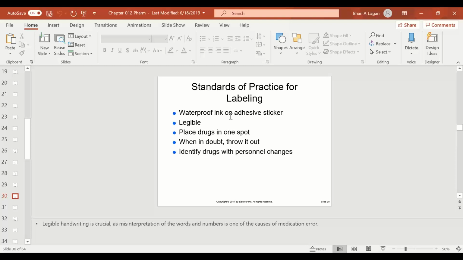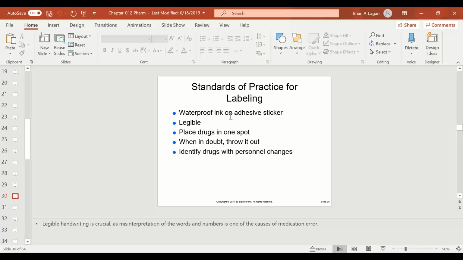If you're ever in doubt about a medication or whether it was labeled right, or if there's any kind of question about it, just get rid of it and get all new stuff. That is the safest thing to do. That way we don't end up with some kind of medication error and harm the patient.